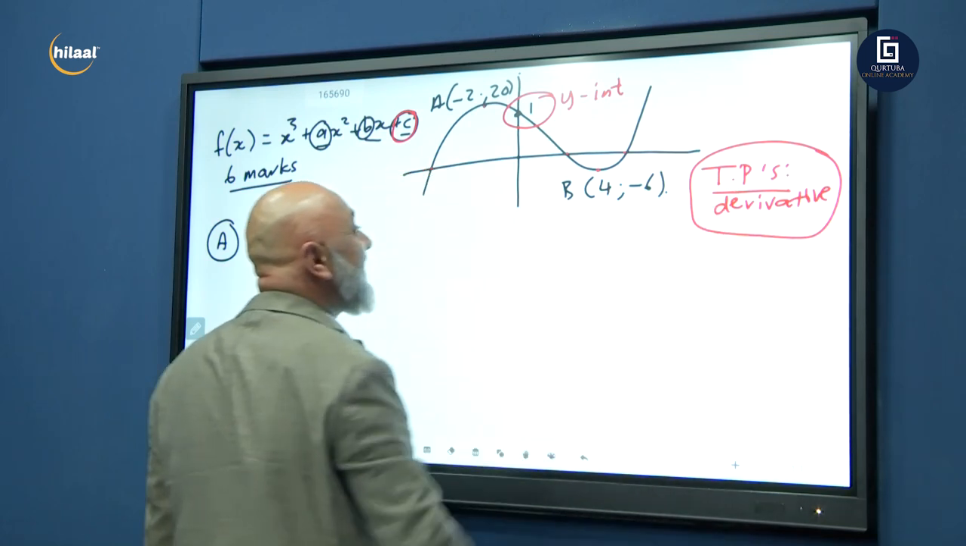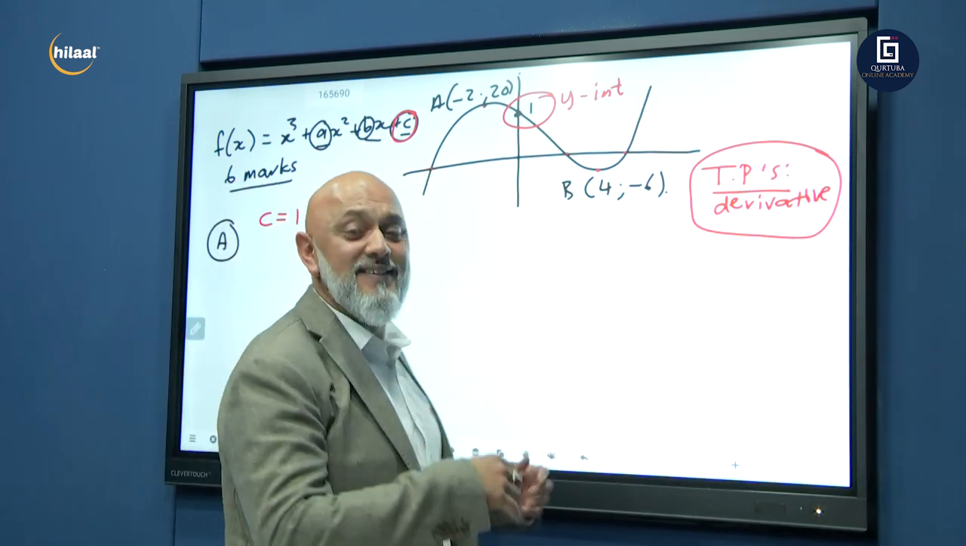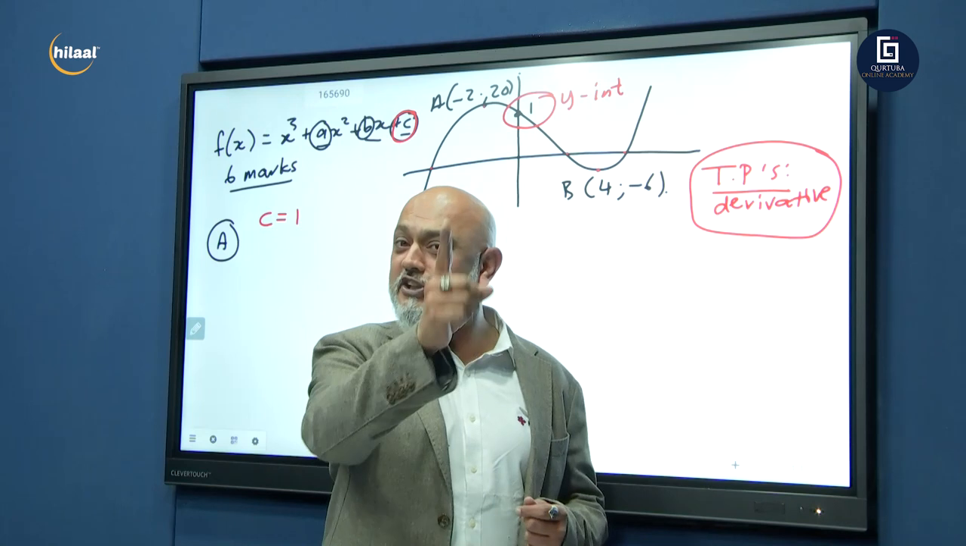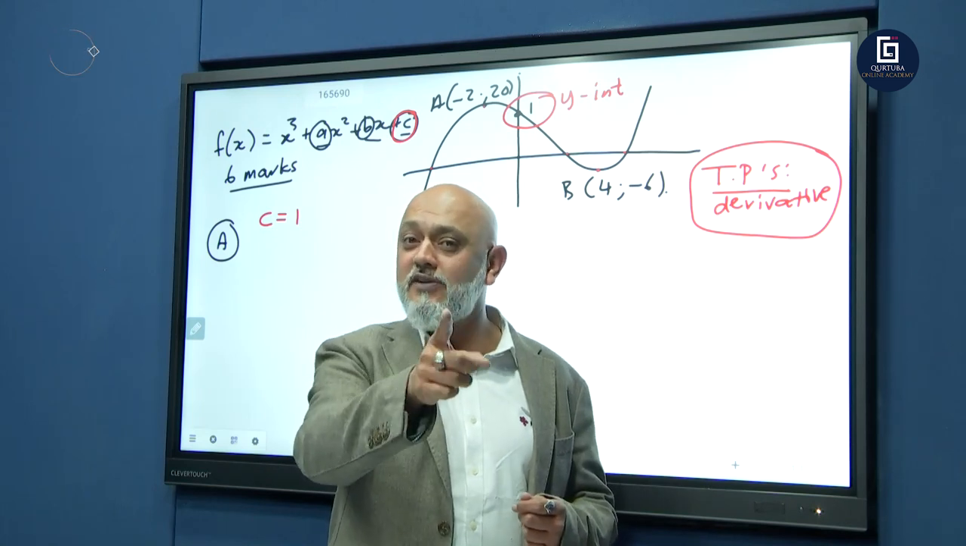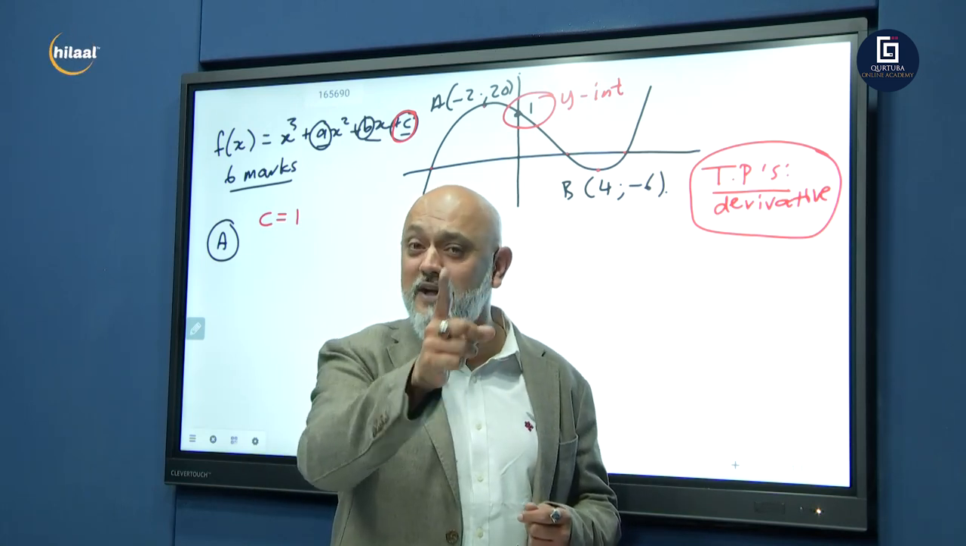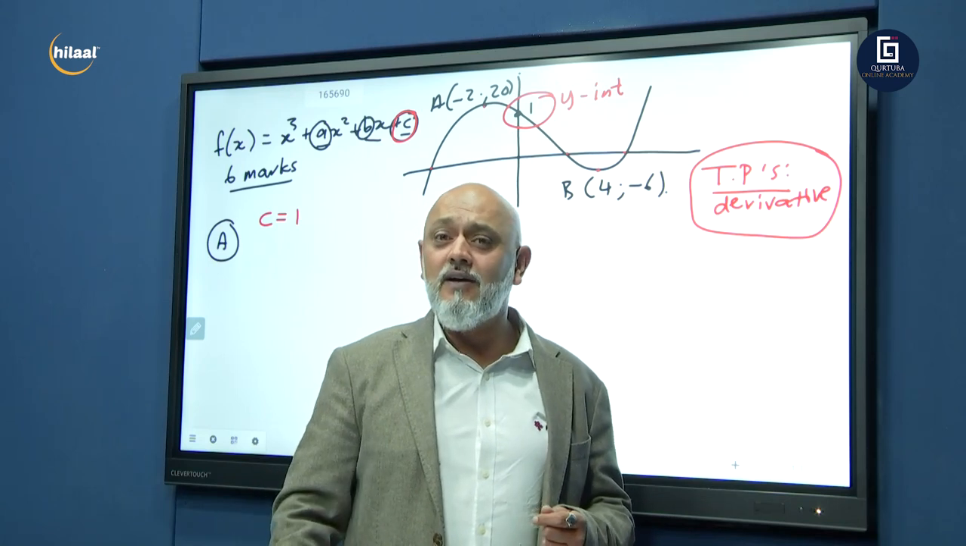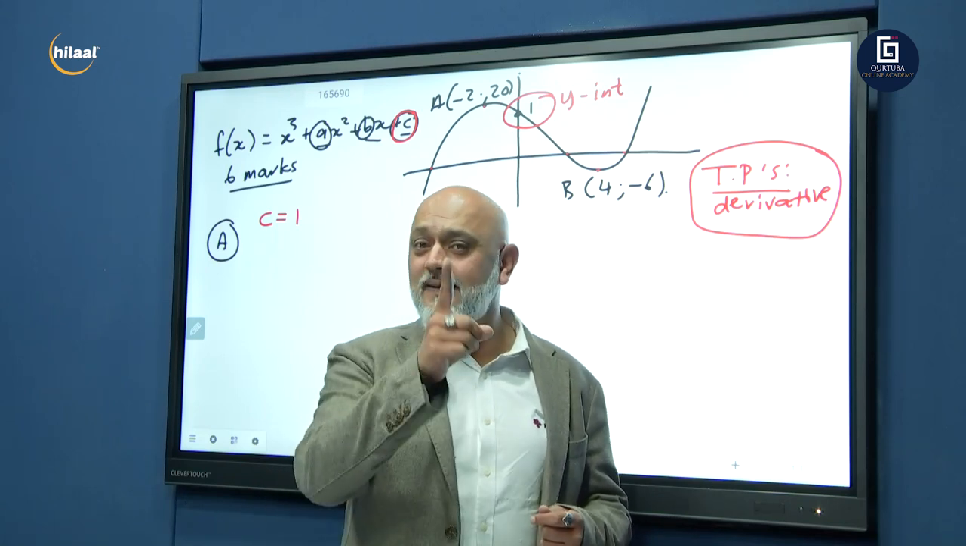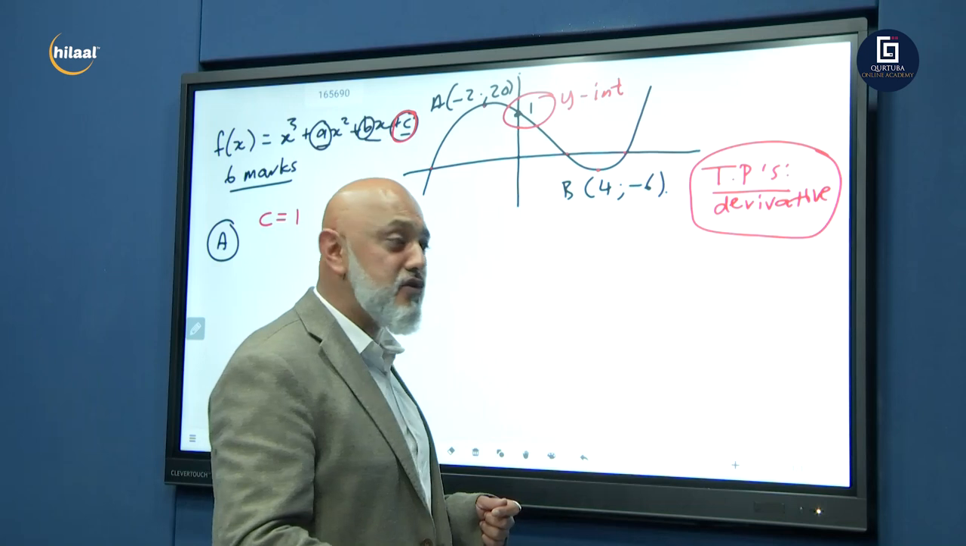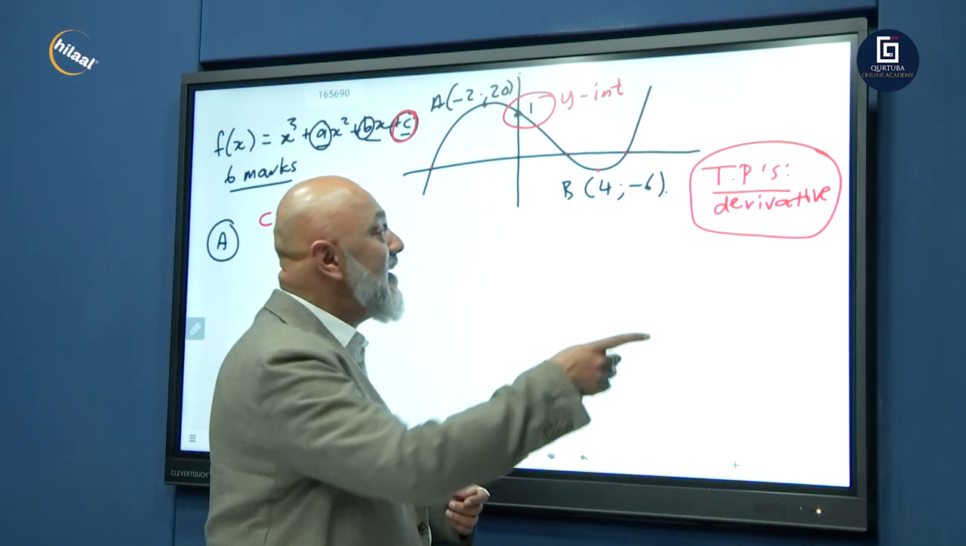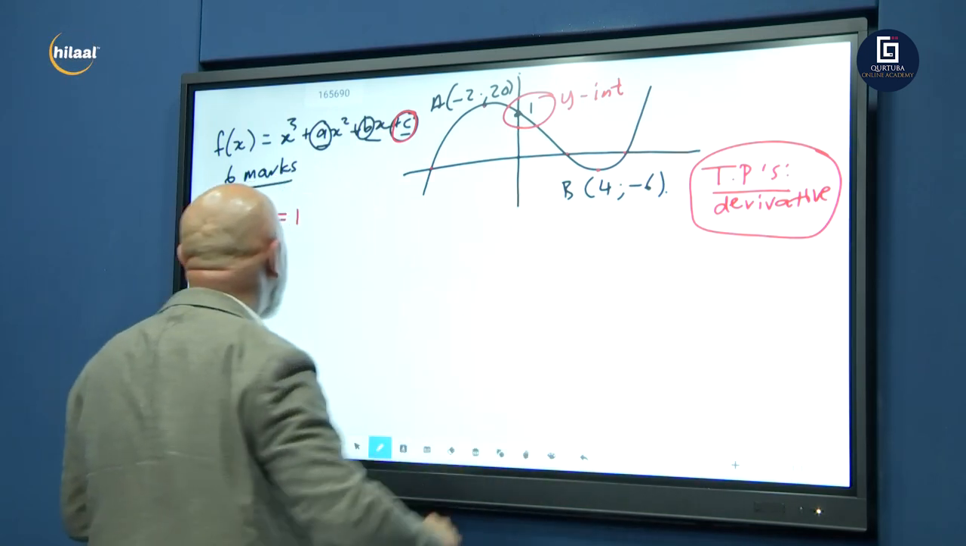Right. Turning points, derivative. Okay, so adults, if you're sitting at home, this teacher is shouting at you now. When last did you get shouted at? Besides when your wife shouts at you for coming home late at night, or if you didn't like the food, then the finger would be wagged at you. So I'm wagging my finger at you now.